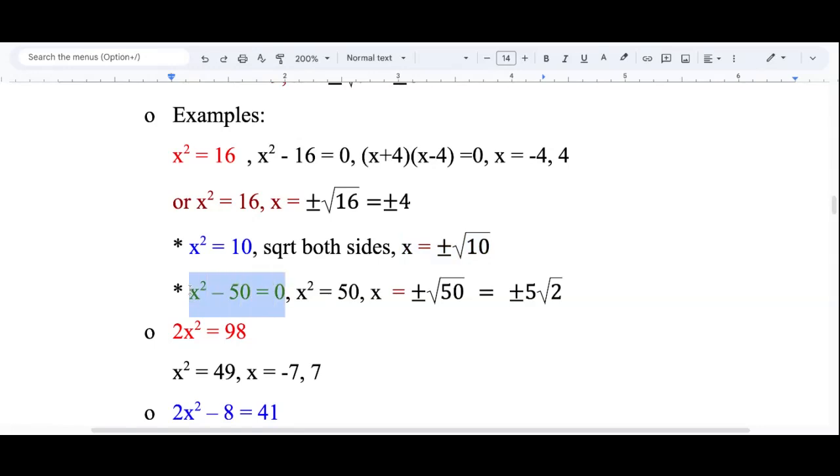X squared minus 50 equals 0. X squared equals 50. So x equals plus minus square root of 50. Well, 50 equals 25 times 2. Square root of 25 is 5. So the simplified version is plus minus 5 radical 2. Anyone has any questions?